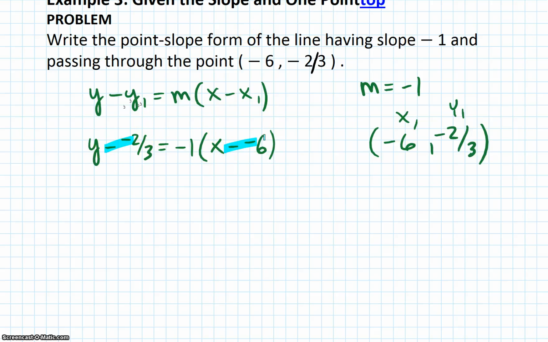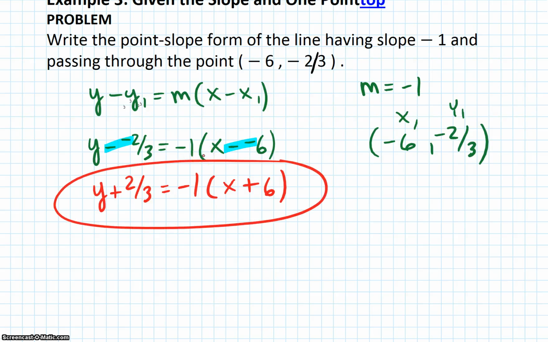So here we need to simplify a little bit. We have two places where we have two negatives right next to each other. We know that those become addition signs. So we do that, and we've got our answer. So that is the equation of the line in point slope form.